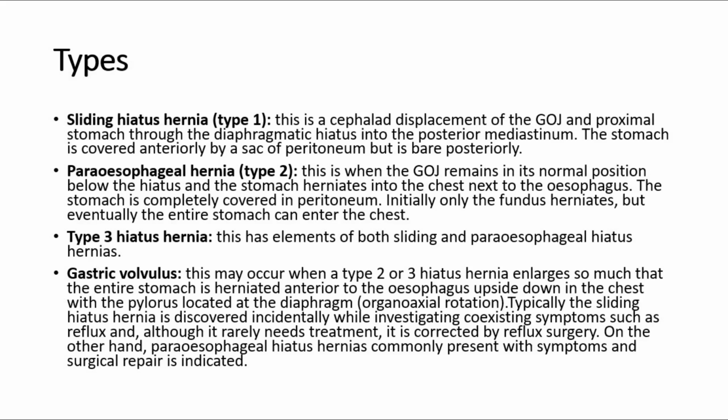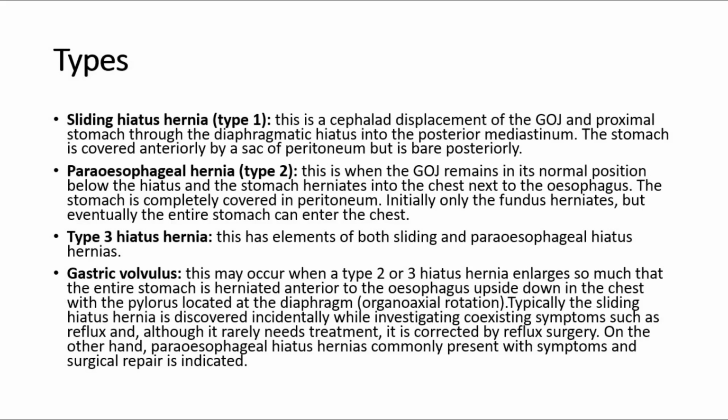Type 3 hiatus hernia. This has elements of both sliding and paraoesophageal hiatus hernias. And lastly, gastric volvulus. This may occur when a type 2 or 3 hiatus hernia enlarges so much that the entire stomach is herniated anterior to the esophagus, upside down in the chest, with the pylorus located at the diaphragm.